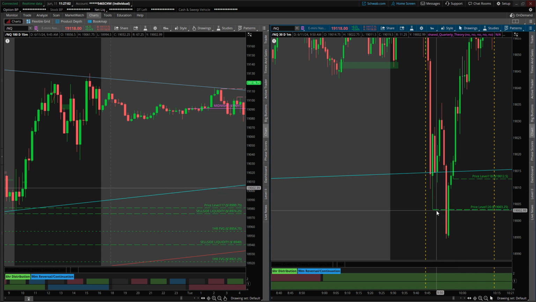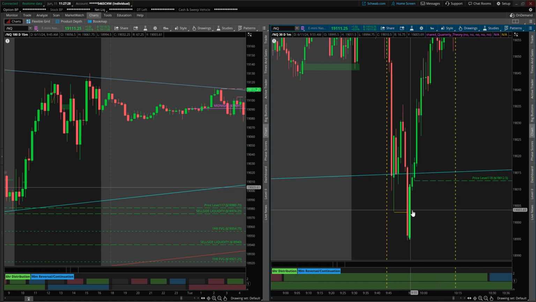So we sweep this low for a unicorn setup. Let's go ahead and fix this right here. Take off this extension. Yellow lines are going to mean the sweep, just so y'all know. When I draw a little yellow line like this, that means the area got swept. It's just showing y'all where it got swept through and broke the structure.